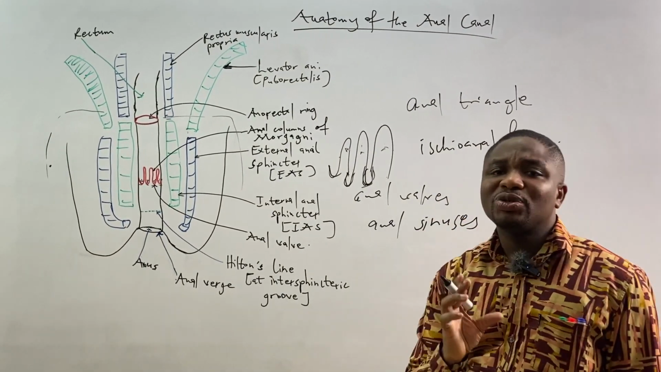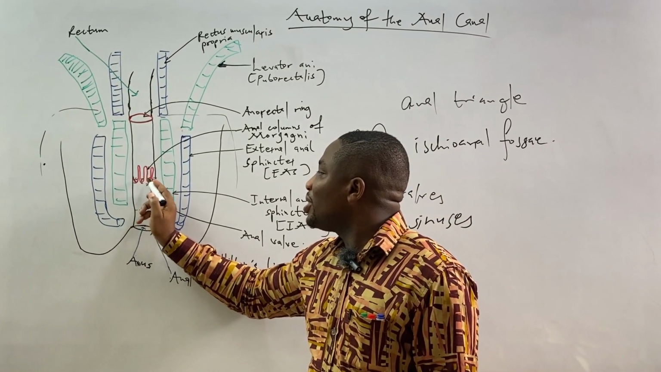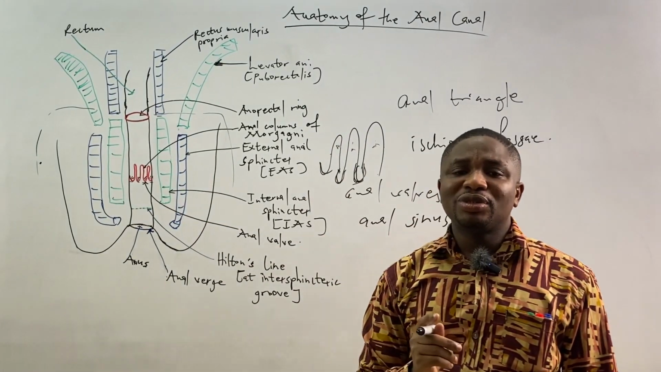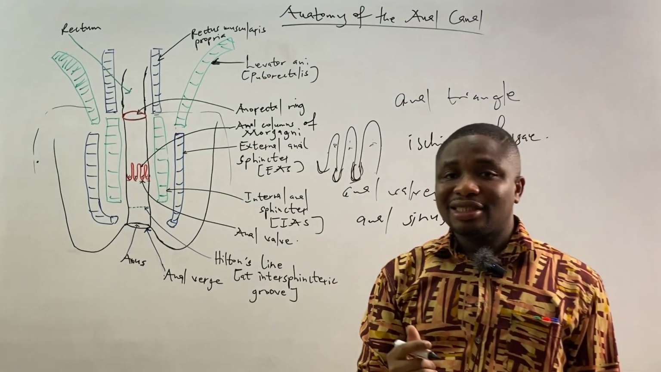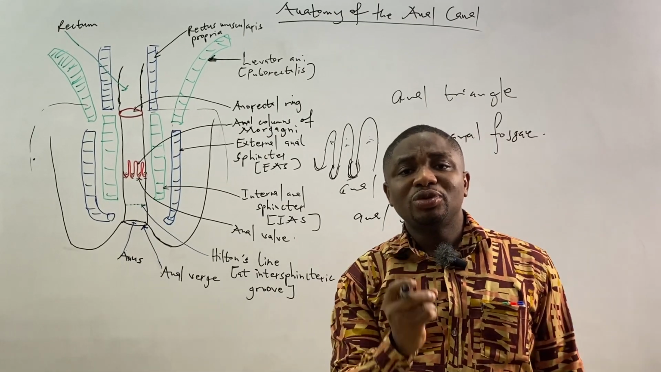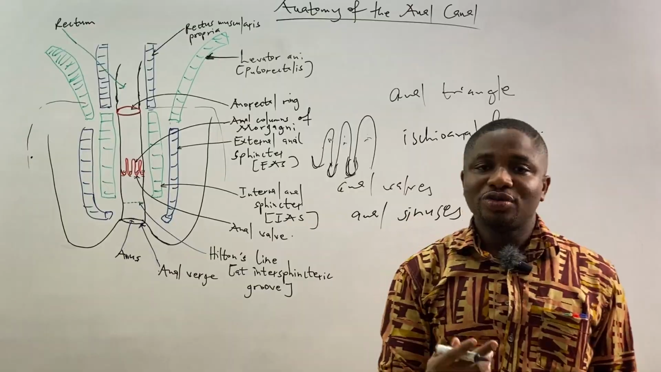And these anal sinuses contain glands. So these are the anal sinuses, the dots that we are seeing. And within the anal sinuses are glands. And these glands, what do they do? They secrete mucus.